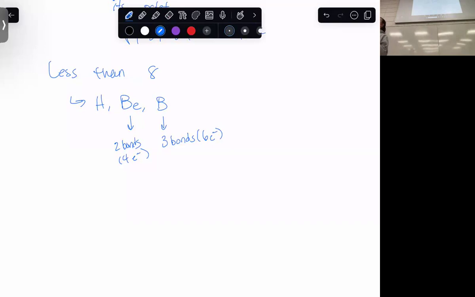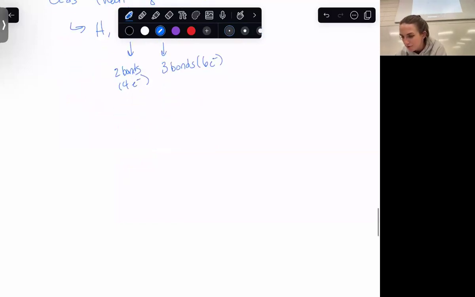Just like the VSEPR theory, that whole thing. Yep. VSEPR, is that what you're talking about? So this is going to be your molecule shape.